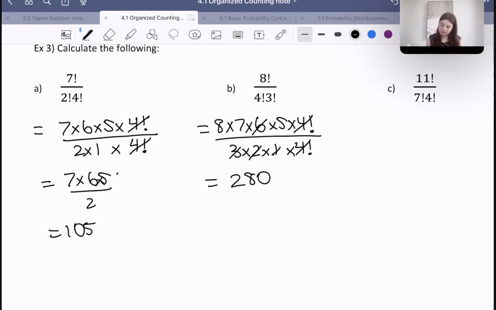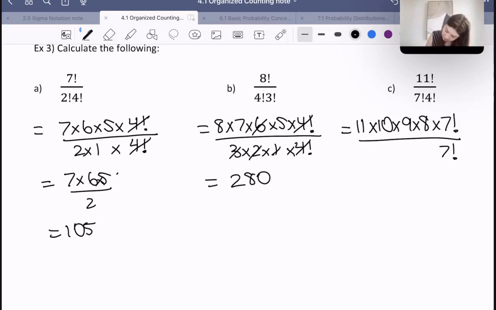All right, and then for C, same thing. The biggest on the numerator is 11. The biggest on the denominator is 7, so we'll be able to cancel out a 7. So 11 times 10 times 9 times 8 times 7 factorial over 7 factorial, 4 factorial, which is 4 times 3 times 2 times 1.